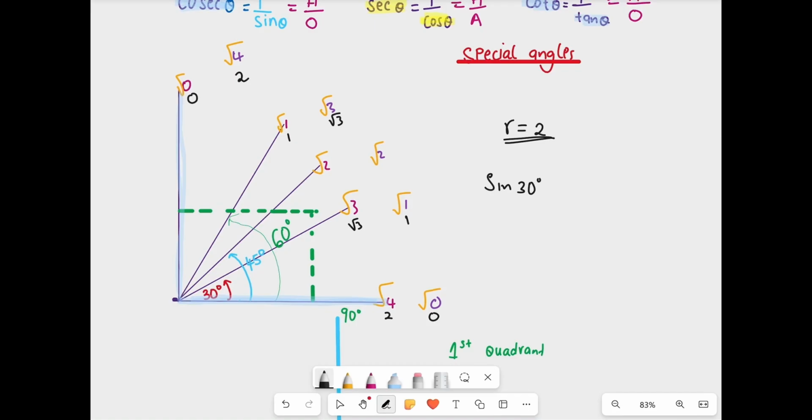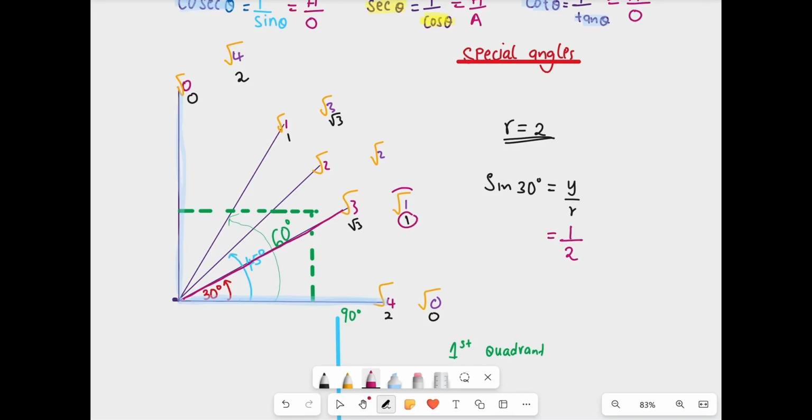Okay, if you are looking for sine 30, remember we said sine is y over r. So here is the terminal arm for 30. So now that means sine 30 is equal to, what is y here? Y is square root of 1, which is the same as 1. So it is 1 over our r. We said it is 2.